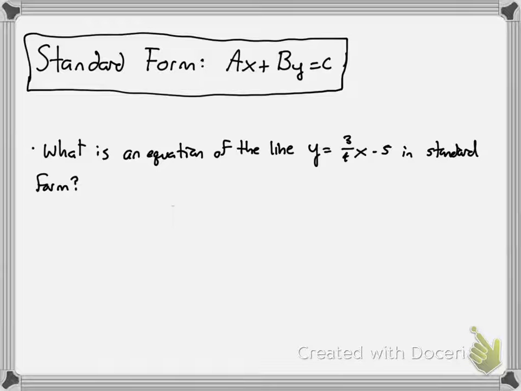This question asks, what is an equation of the line y equals 3 over 4x minus 5 in standard form? So right now I can see that this is in slope-intercept form. To change it to standard form, I'm just going to bring the x over. So all I'm going to do is subtract that term 3 over 4x. Those will cancel out. And I'll be left with negative 3 over 4x plus y equals negative 5.